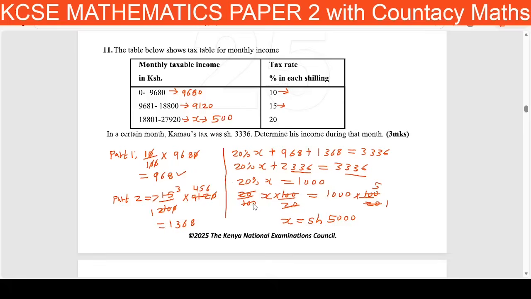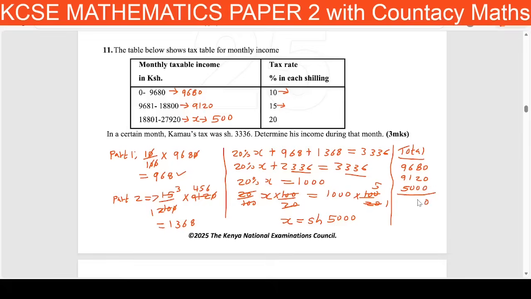So finally, what are we really supposed to do? We are supposed to get the total. We are supposed to determine his income during that month. So the income, we are going to get it from 9680. We add 9120 and we add 5000. What do we get?